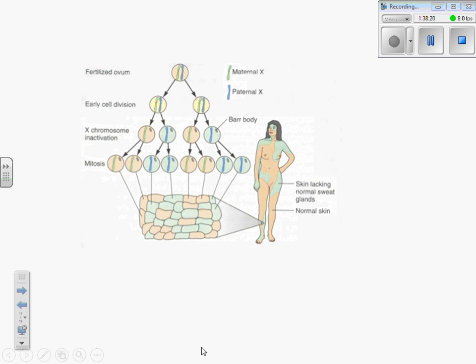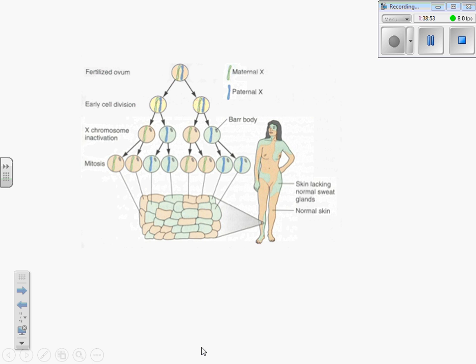Excuse the nude lady. But this is an example of a condition which I can't remember the name of, but it's to do with the development of sweat glands. And part of the development is controlled by a gene on the X chromosome. And if a woman has the allele for that condition, what she tends to get is this. There's a lack of development of sweat glands in some of the cells of her body, and you can actually sort of find out where it is.